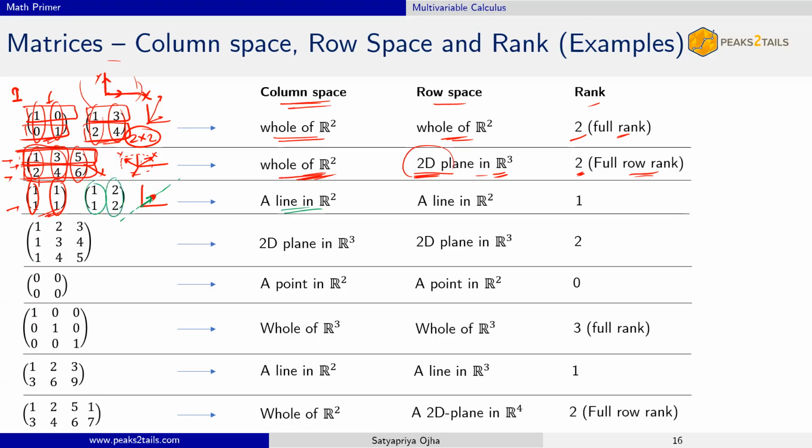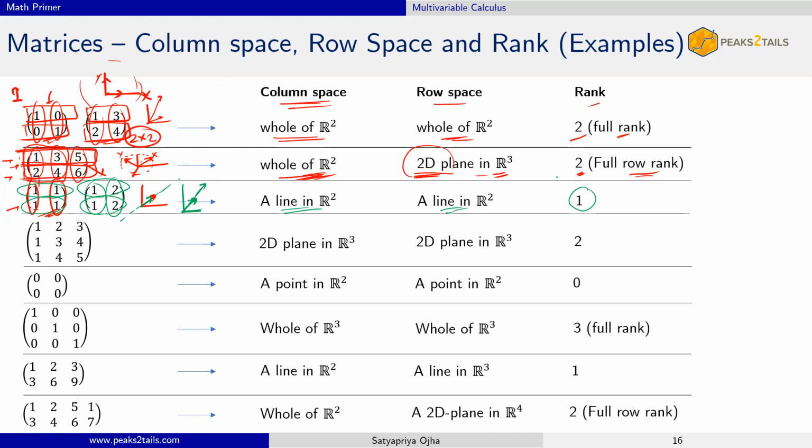Same case here also. One vector is the double of the other vector, right? So we have one vector 1, 1. The other one is 2, 2. Just redundant, right? So they are linearly dependent. Column space would be a line in R square. Row space would also be a line in R square. If you see 1, 1, 1, 1, 1, 2, 1, 2, again a line in R square. Rank would be 1, because how many linearly independent vectors are there? Only one. So rank is 1.